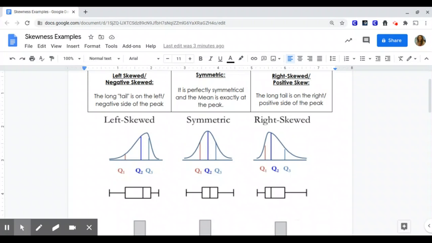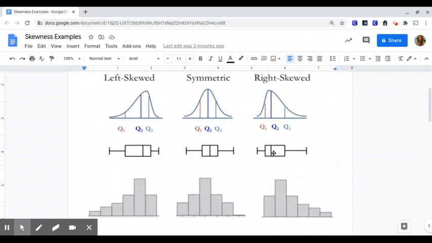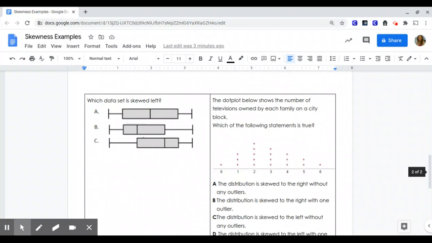Excuse me, positive or right skewed would mean exactly the opposite. So most of your data is on the left side, but it's skewed to the right because we have just a few data points to the right. So we'll look at a couple of examples.